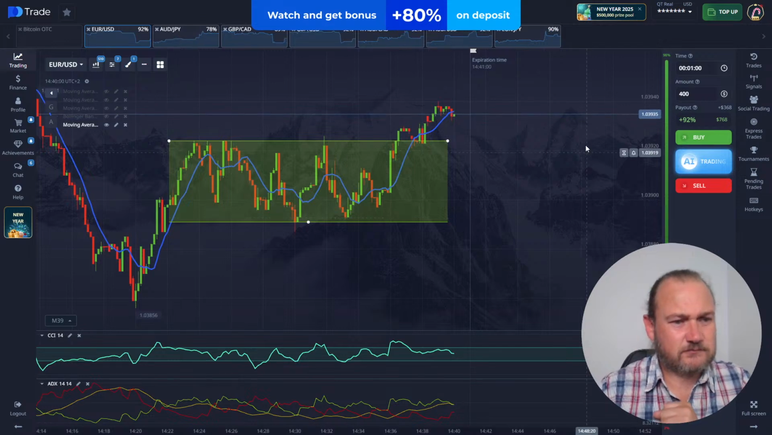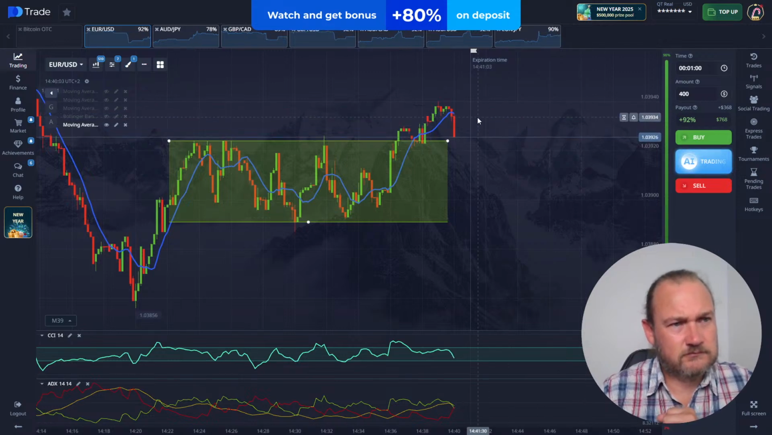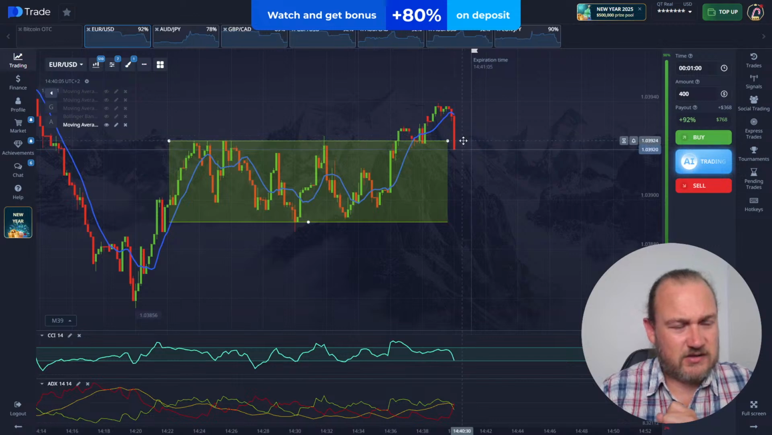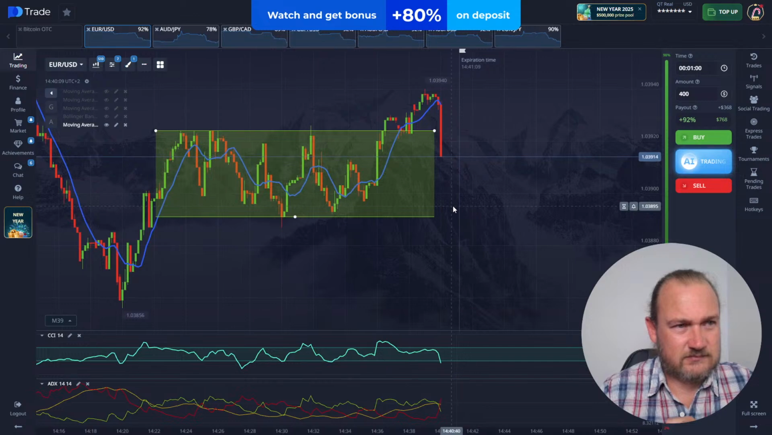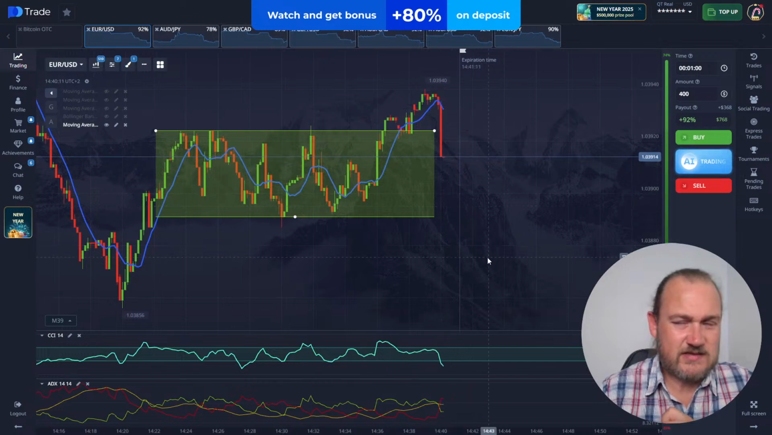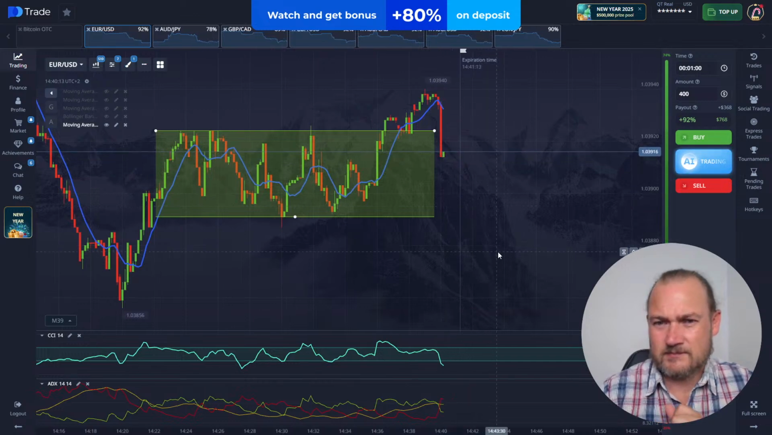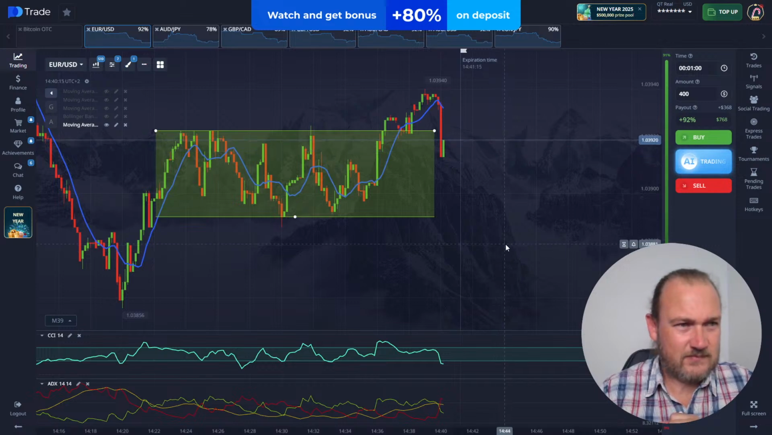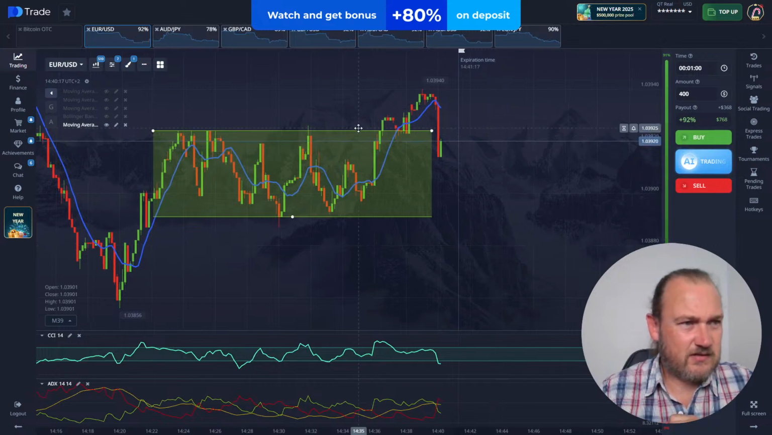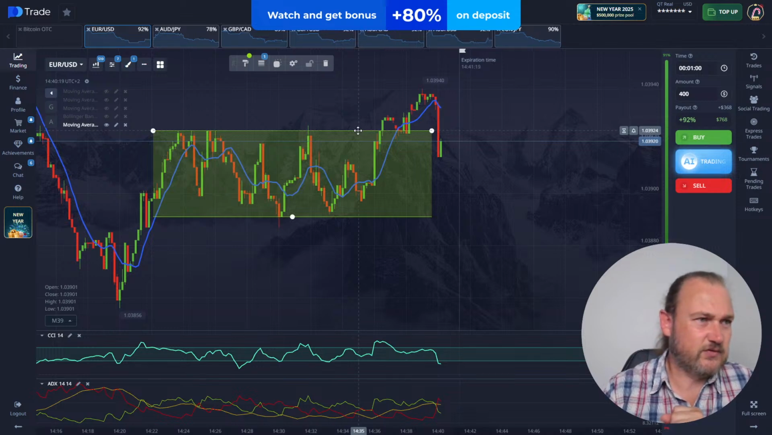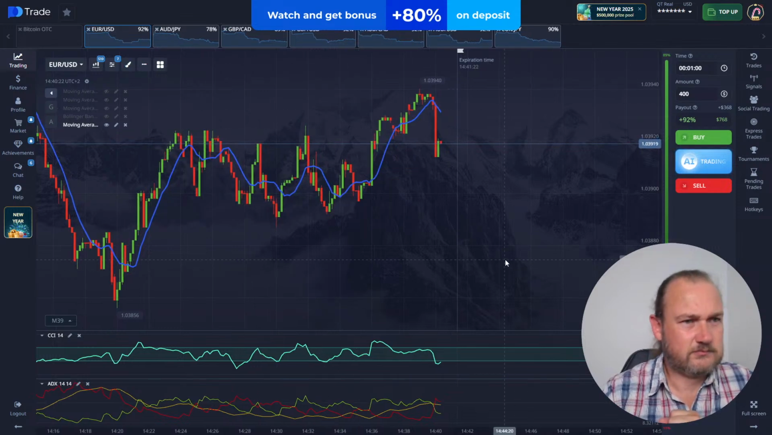Let's see. Boom, there it goes. That's a big red candle for the 10-second chart. Okay, so I think this is done for now.